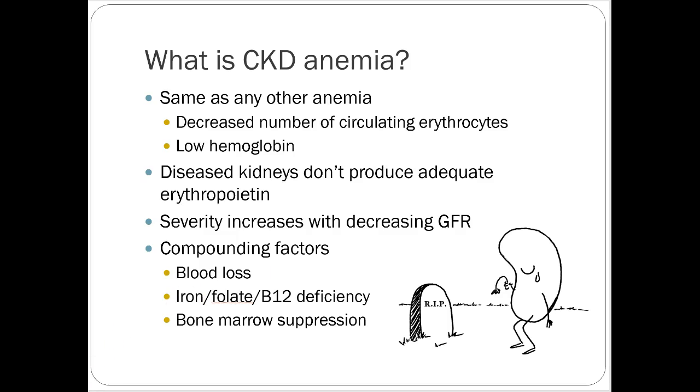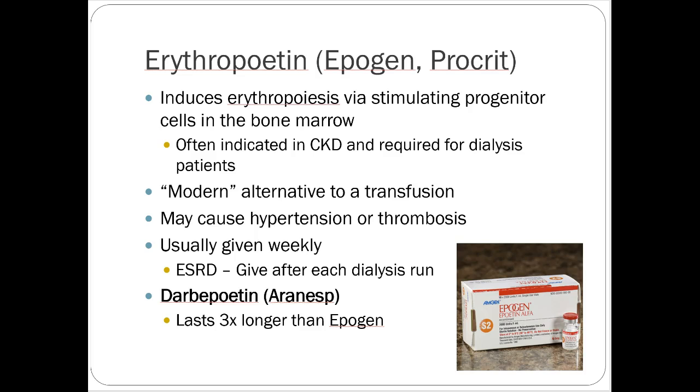For anemia in CKD, it's really treated the same as any other anemia. So these patients have decreased numbers of circulating erythrocytes. Remember, our erythropoietin production is suppressed when our kidneys are damaged. People have low hemoglobin. And then they might also have ongoing blood loss, or iron, folate, or B12 deficiency, or bone marrow suppression if they're undergoing some sort of process that would cause that as well. Those would be other things that could put people at higher risk for anemia during CKD.